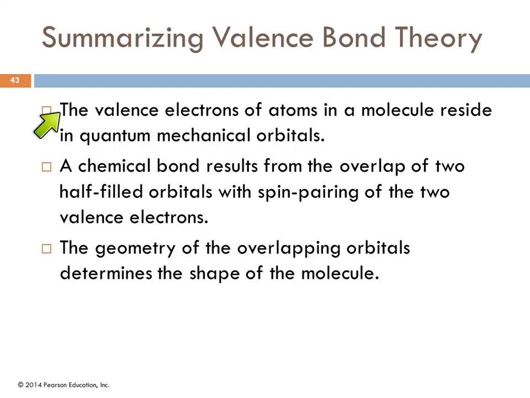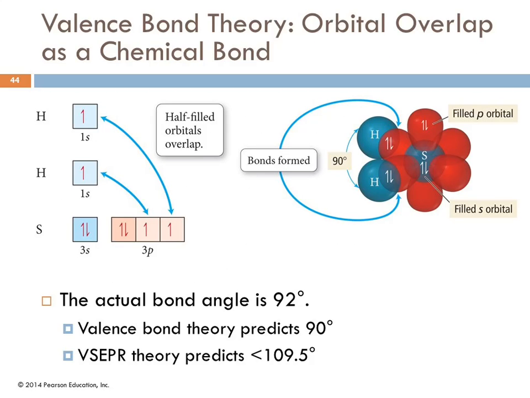So we understand that valence electrons in atoms reside in quantum mechanical orbitals. The chemical bond comes from the overlap of two half-filled orbitals with spin pairing. So there's going to be two electrons in a bond. And the geometry of those overlapping orbitals is what determines the shape of the molecule. Any questions yet? Well, let's look at how this happens.